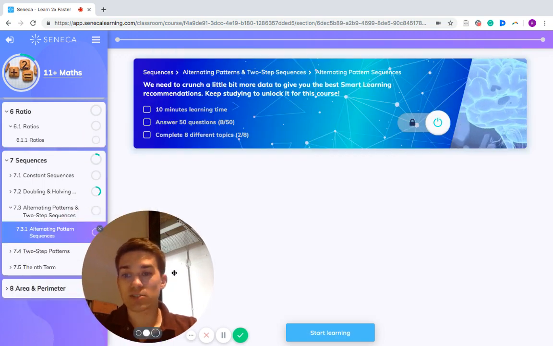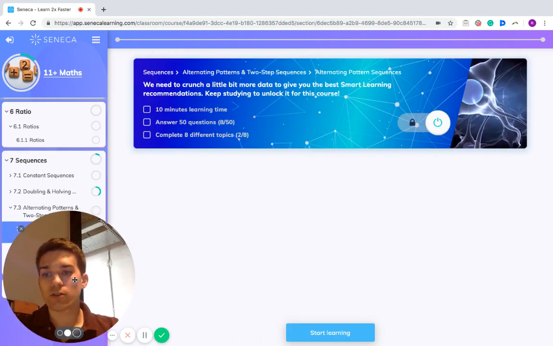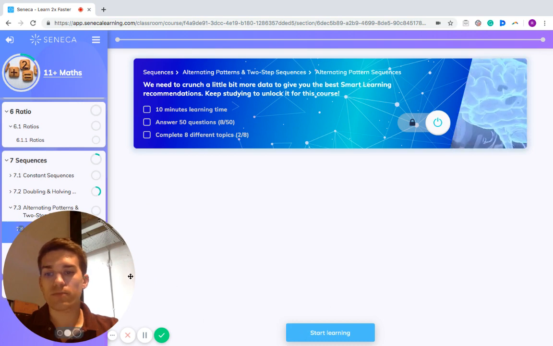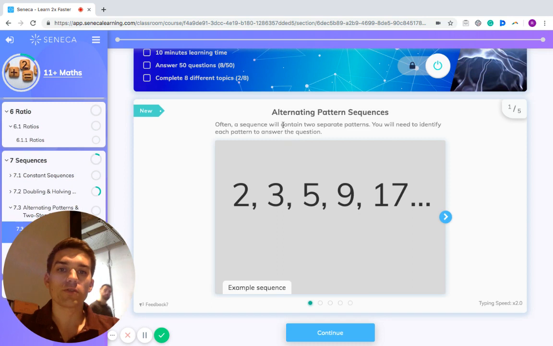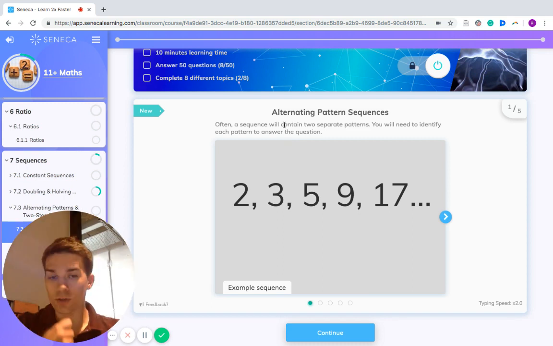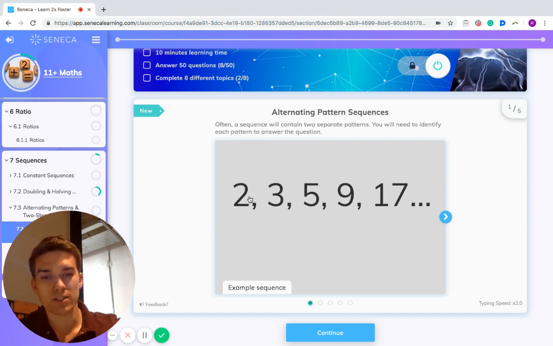This is the trickier area of sequences that you need to know about. So you need to know that often sequences will contain 2 separate patterns. So you can sometimes just see one pattern, like add 5 each time or add 1 each time. But if you've got something with alternating patterns, you need to be able to spot them too. So this is an example of something like that.